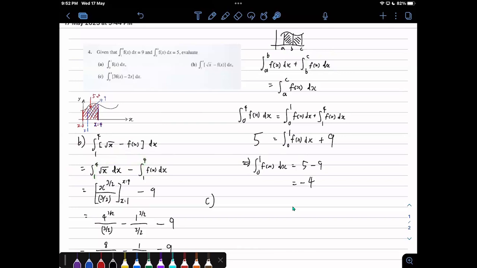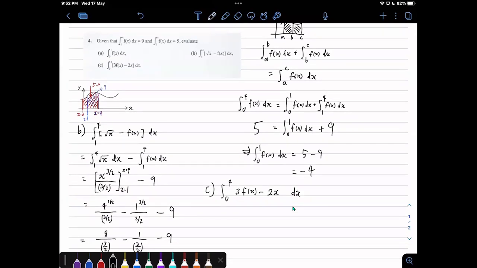Now next one, last one, integral from 0 to 4, 3 times f of x minus 2x dx. How? Okay, split up. Split. How? Equals? 15 minus. This one is 3 times this guy. And then it's 3 times 5, which is 15. Okay. Then? Okay, good.